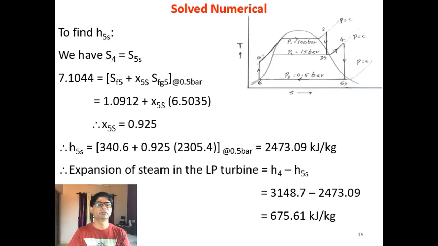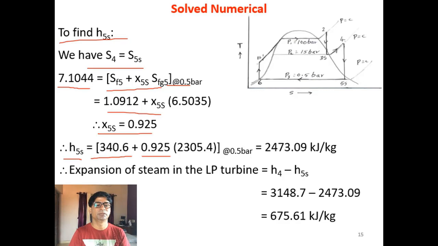So to find out H5s, you have S4 is equal to S5s. Process 4 to 5s is isentropic. So S4 is 7.1044 and this is SF5 plus X5s SFG5. So this is at 0.5 bar. Note this. So this is at 0.5 bar. Okay. So substitute here and find out X5s as 0.925. Then H5s is nothing but HF plus X5s HFG at 0.5 bar again, and after substitution you will get as 2473.09 kilojoules per kg. So all these things you have to work out.